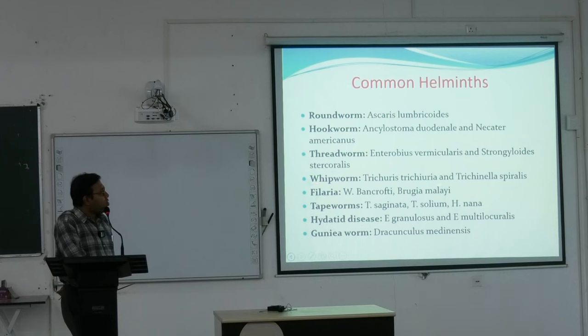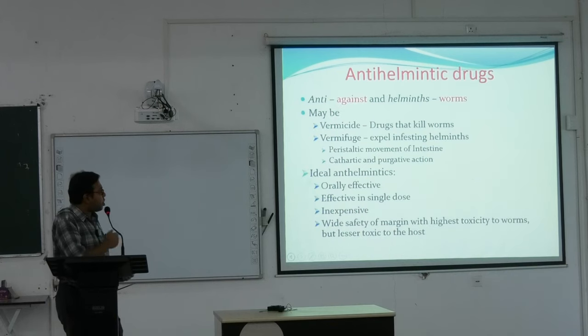Whipworm, Trichuris trichiura and Trichinella spiralis. Filaria is basically caused by Wuchereria bancrofti and Brugia malayi. Tapeworms are caused by different types of the Taenia species, Taenia solium, Taenia saginata and Hymenolepis nana. Hydatid disease is caused by Echinococcus granulosus and Echinococcus multilocularis. Guinea worm is now eradicated from the world. It was caused by Dracunculus medinensis.